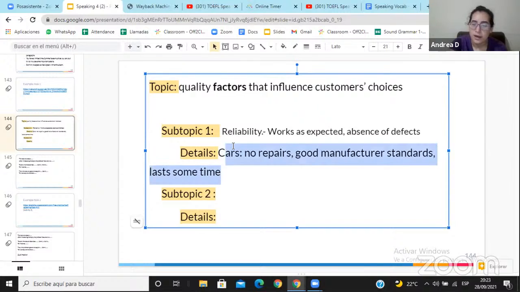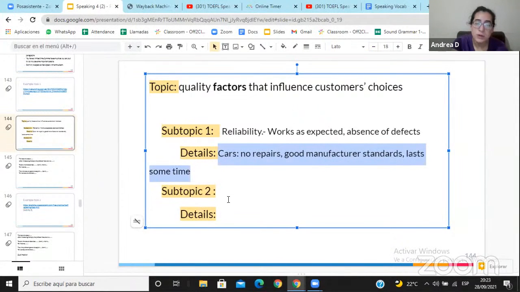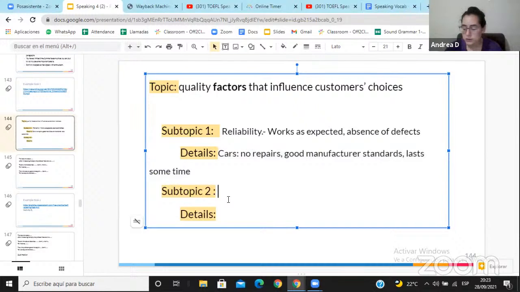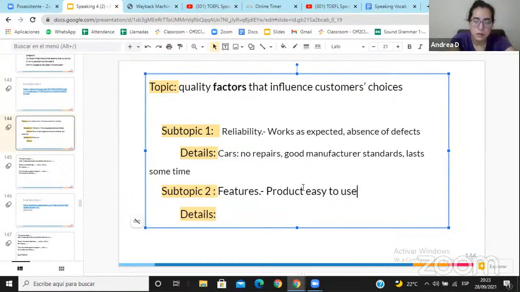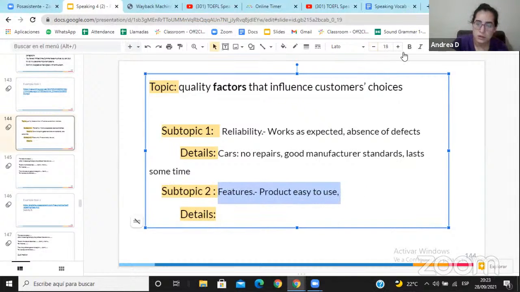Okay, guys. Now, what about the second subtopic? So what was the other factor that influenced a customer's choices? The features. Yeah. Okay, great, features. So what about them? What are they? What are features? It's when the product is easy to use. Okay. What else? Anything else?